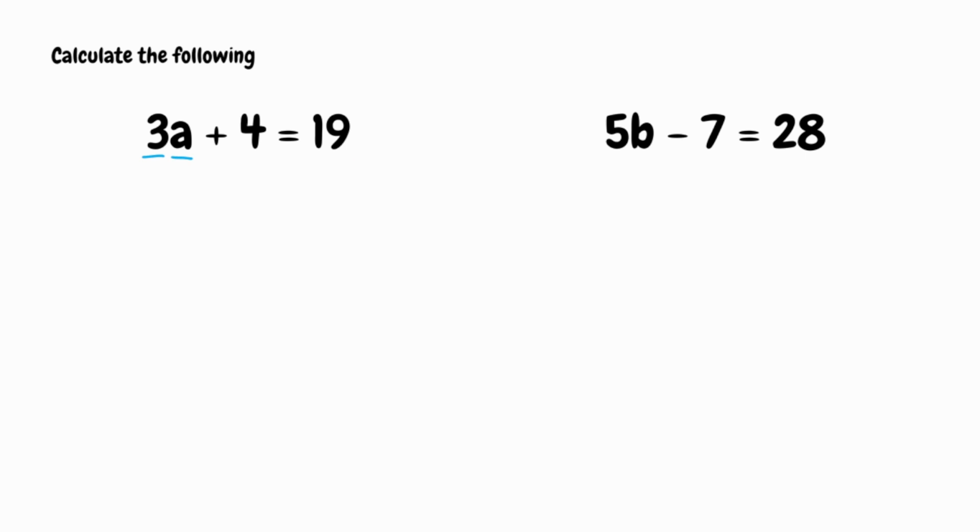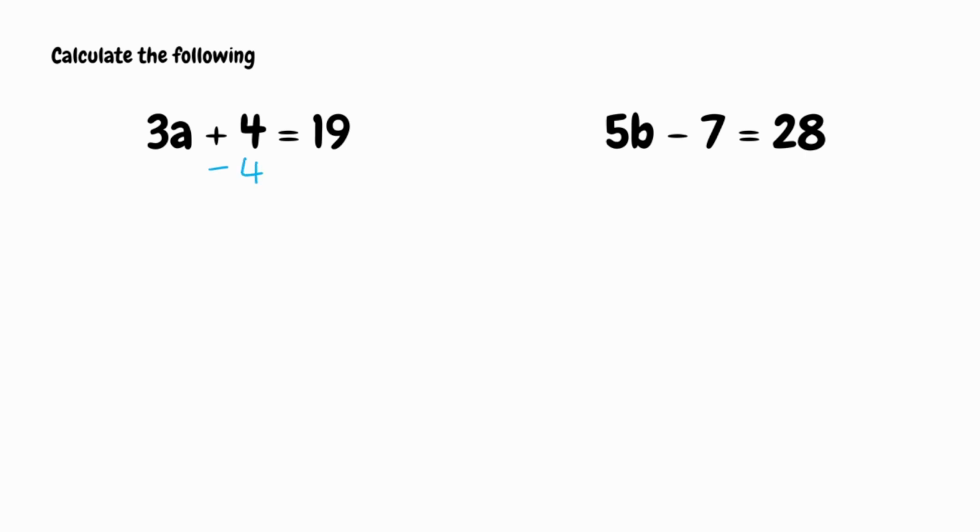So going through the function machine again, we start with a. The first thing we do is multiply by 3. The last thing we do is actually add 4. So we're going to get rid of that plus 4. And the way we do that is by doing the opposite operation. The opposite of plus 4 is minus 4.